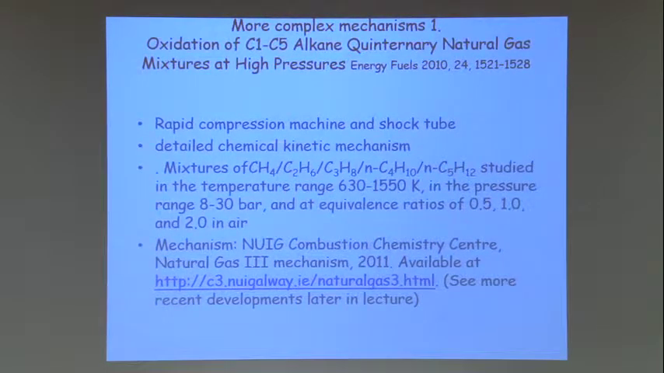So this is mixtures of methane, ethane, propane, butane, normal butane, normal pentane, studied in the temperature range 630 to 1550 K, pressures 8 to 30 bar, equivalence ratios of that, in a rapid compression machine and a shock tube. And the mechanism they use is this one that was constructed at Galway. There are more recent developments we shall talk about later on.